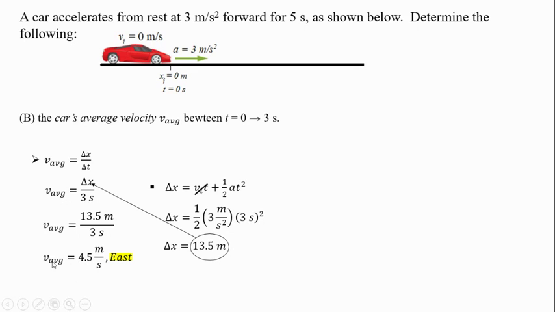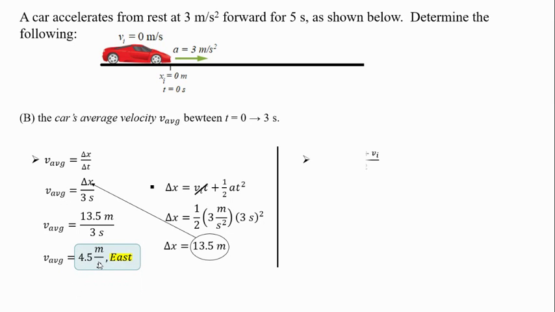And then since it asks for average velocity, we'll go ahead and give the average speed plus the direction here, which is east. Okay, so average velocity needs to have a direction. In this case, it's 4.5 meters to the right, aka east. All right, so that's the answer to that.